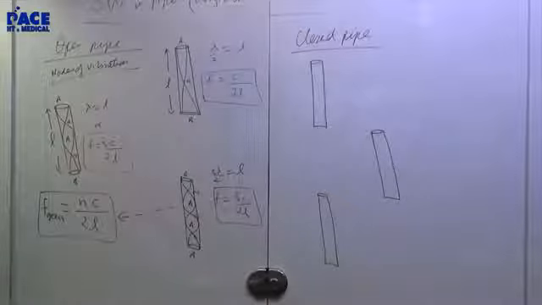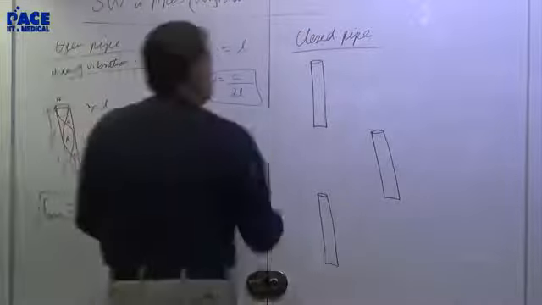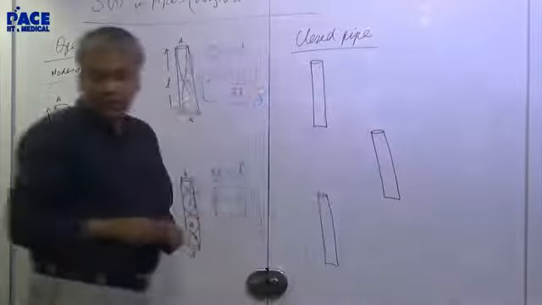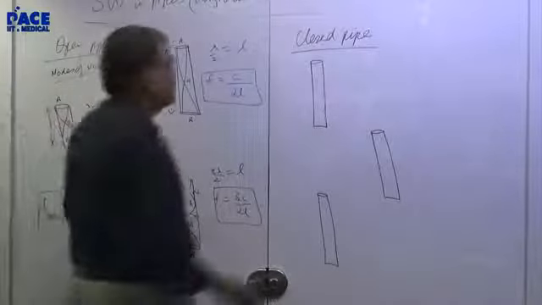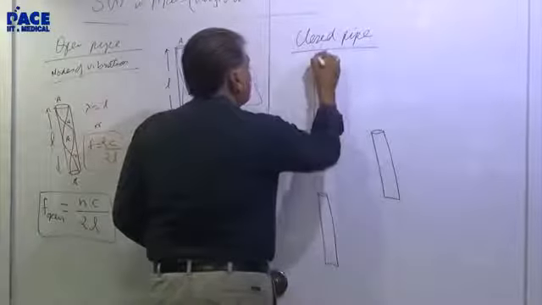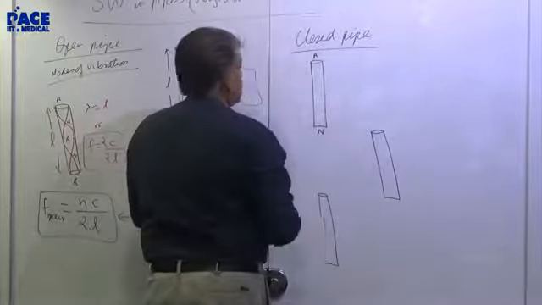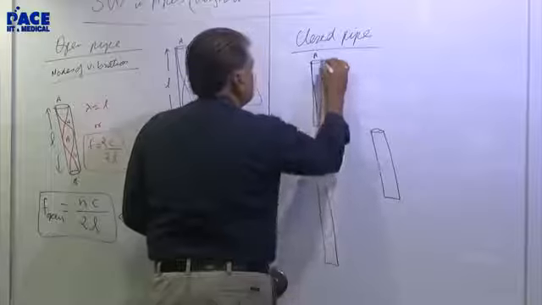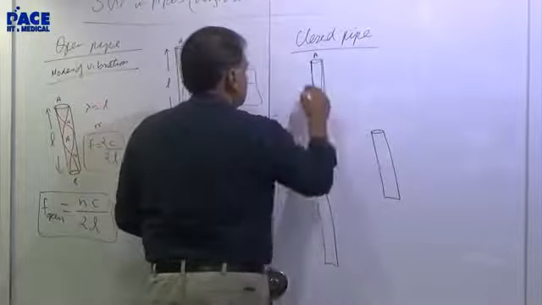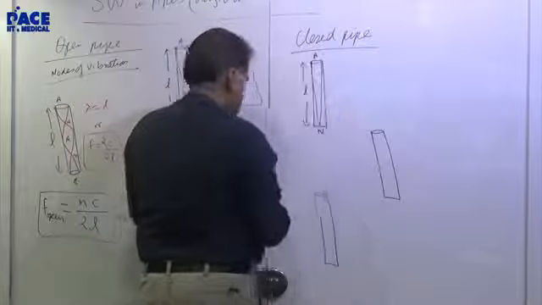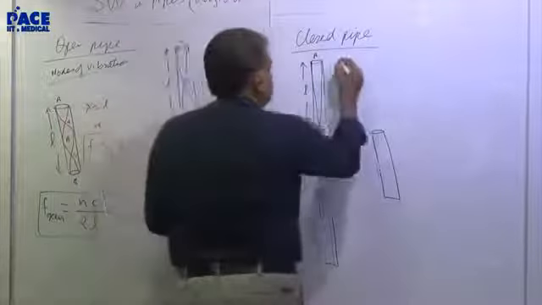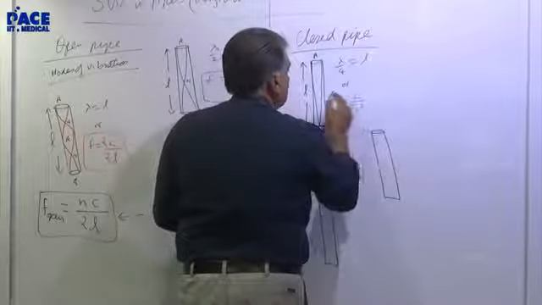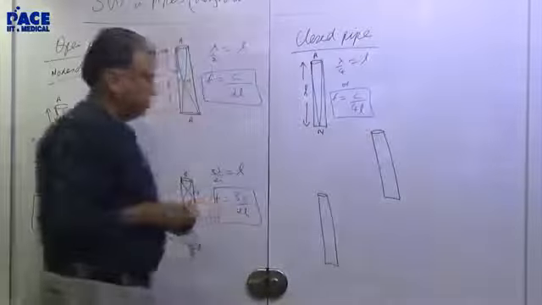So have you drawn it for the closed pipe? You will have a node at the bottom. There is a node here and an antinode there. So this is our fundamental frequency. That's the length of the tube. As you can see, node to antinode, the gap is lambda by 4 equal to L, or frequency is C by 4L. That's the fundamental frequency.